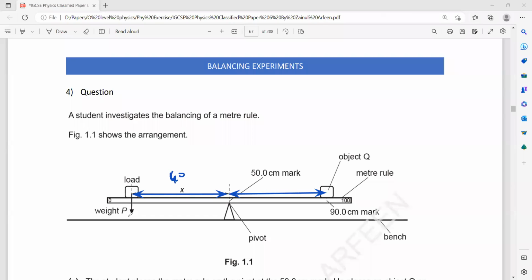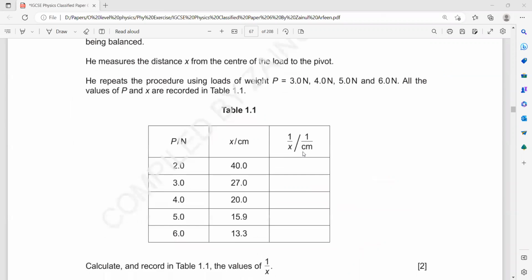P. P is heavy because P is closer to the pivot, so it is causing a greater turning effect. Like weight into distance from a pivot, so Q is lighter. That's why it is away from the pivot, to create the same turning effect. So we can balance them on a meter rule or a meter scale.